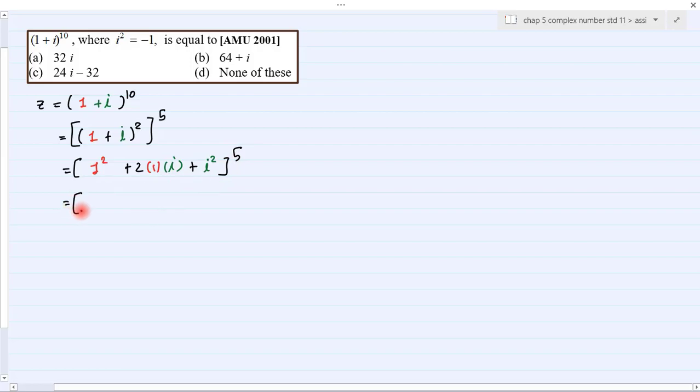Now, in further simplification, 1 square is nothing but 1, your middle term will become 2i, and i square is simply minus 1, whole raised to 5. Now, here 1 minus 1 can be cancelled out and we will get 2 raised to 5 into i raised to 5. Your 2 raised to 5 is simply 32 and i raised to 5 is i. So our required complex number is 32i, which is given in option A. Ta-da!